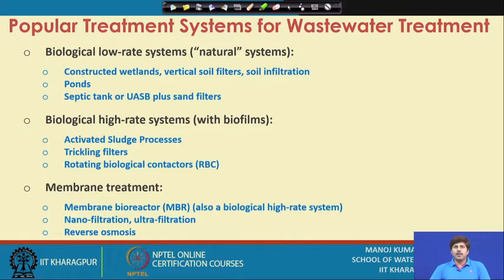There are membrane bioreactors, which are also a biological high rate system, apart from that sequencing batch reactors, then MBBR, moving bed biofilm reactors. Those are the kind of systems which are available and which people tend to use. Then there are high end membrane processes like nanofiltration, ultrafiltration or reverse osmosis, which are also options available for treatment purposes.